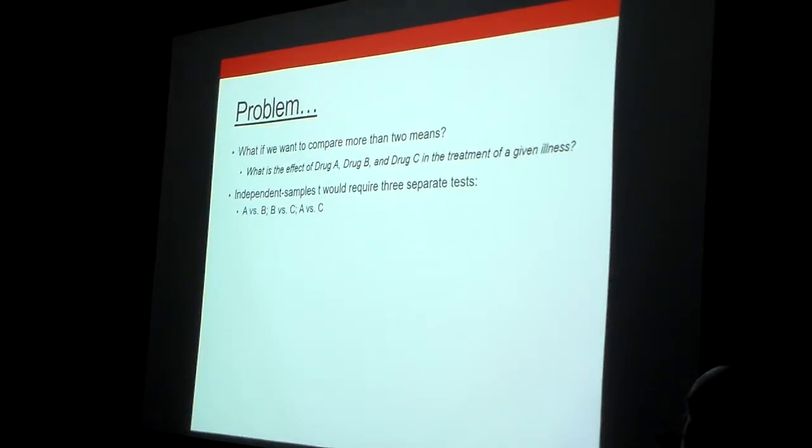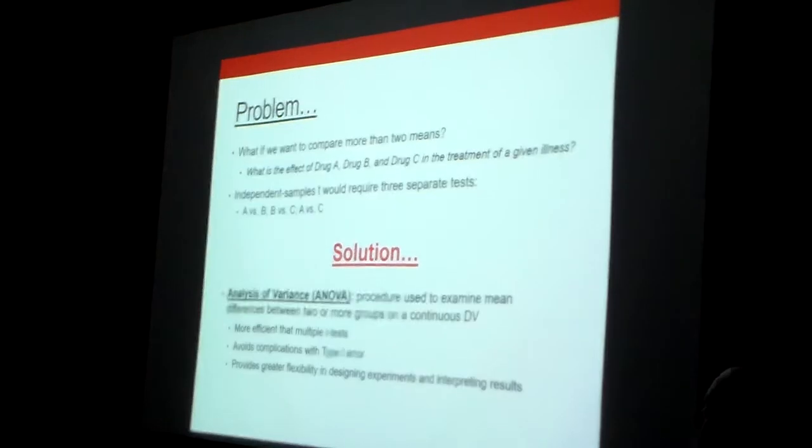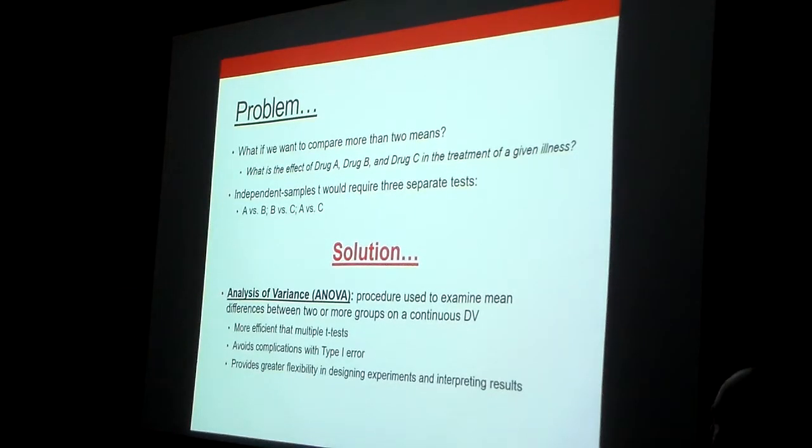But what happens if we want to look at more than 2 means, right? We've got more than 2 groups that are actually relevant for our design. We want to look at the effect of drug A, B, C on the treatment of some sort of illness, right? If we want to run this with an independent sample t-test, we can do this. It just requires us to run 3 different tests, right? A versus B, B versus C, A versus C. We can do it, right? But it's not terribly efficient, right?